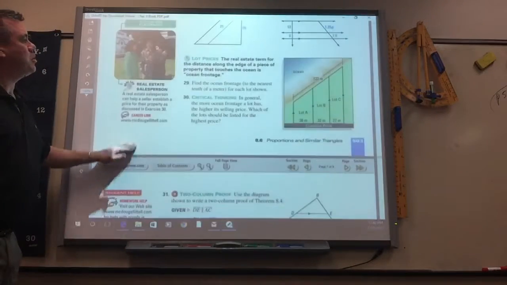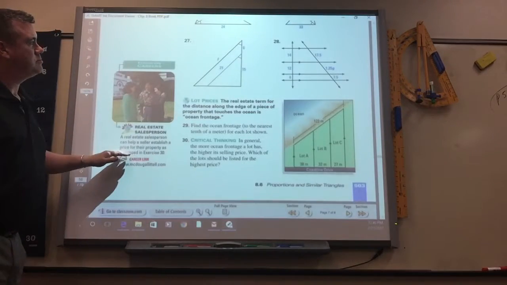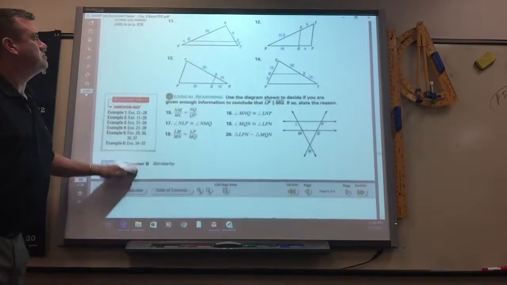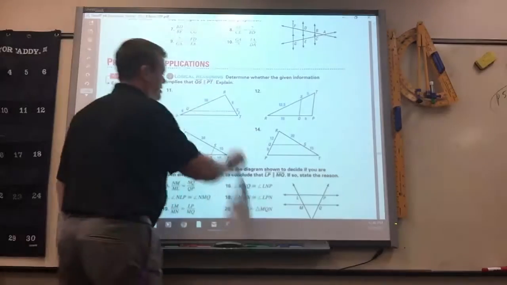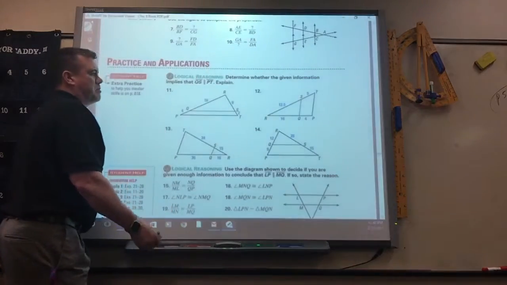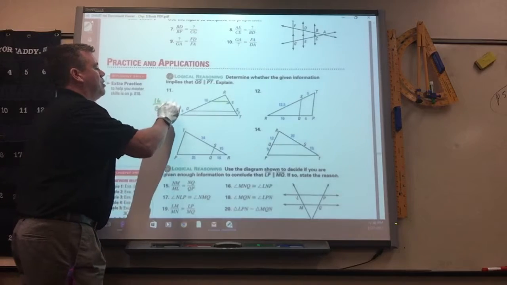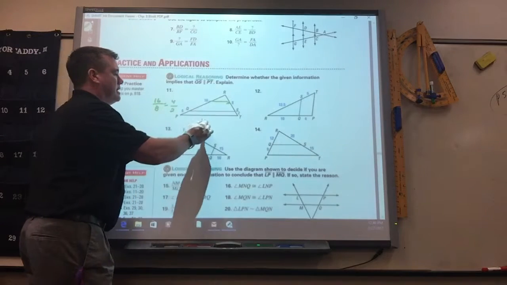Okay, but the first ones are just yes or no. To tell whether or not the two lines are parallel, you just got to see if it's proportional. Does 16 over 8 equal 4 over 2? Yes, it does.